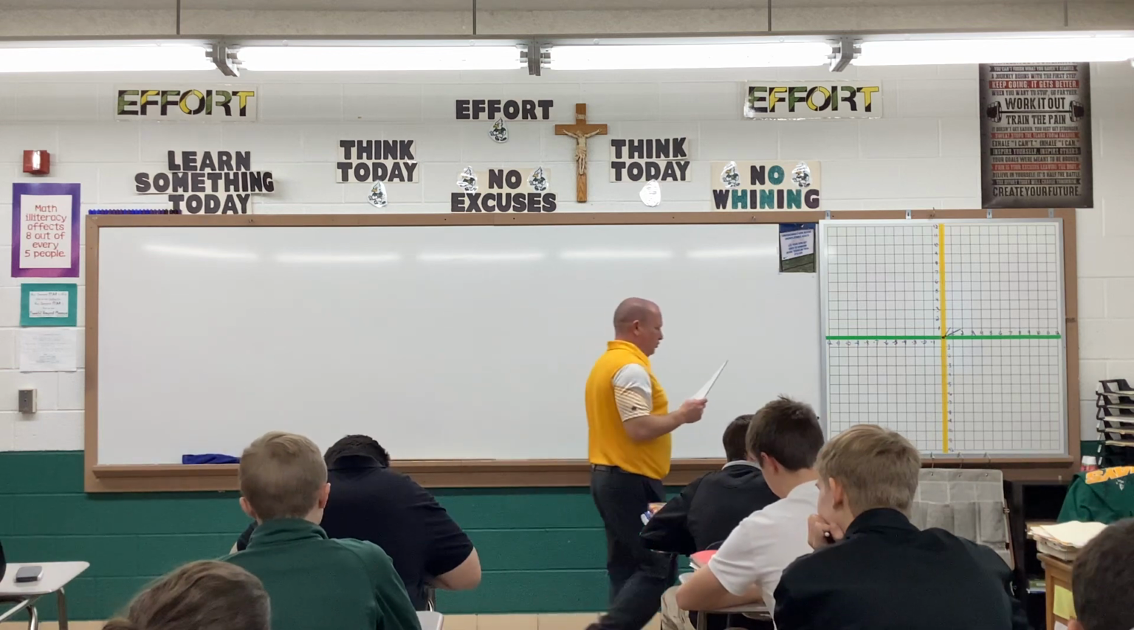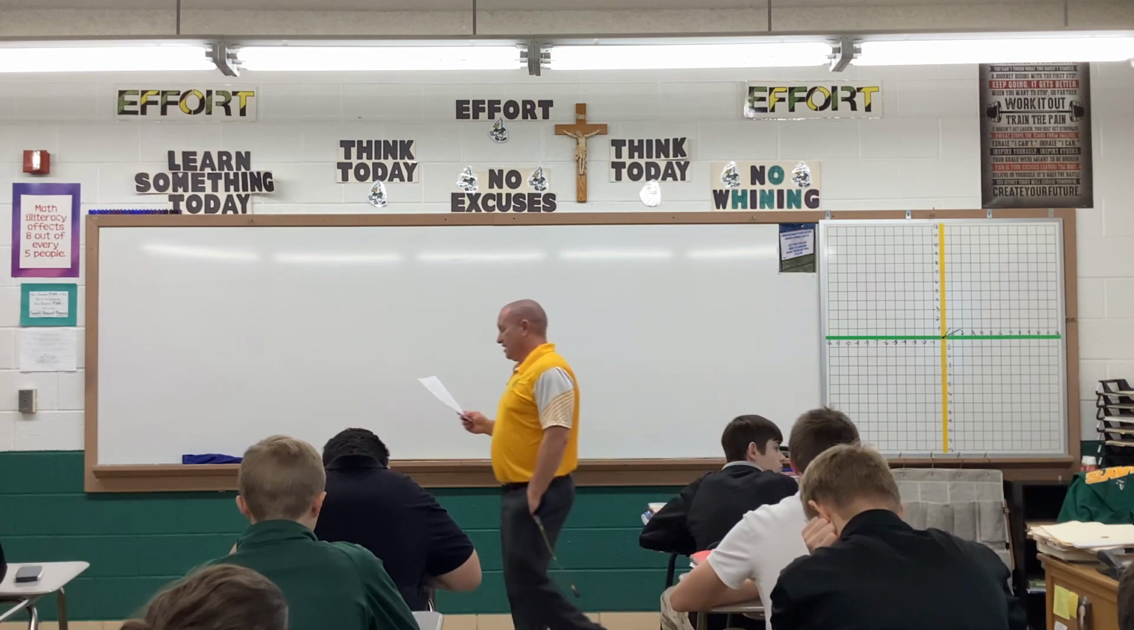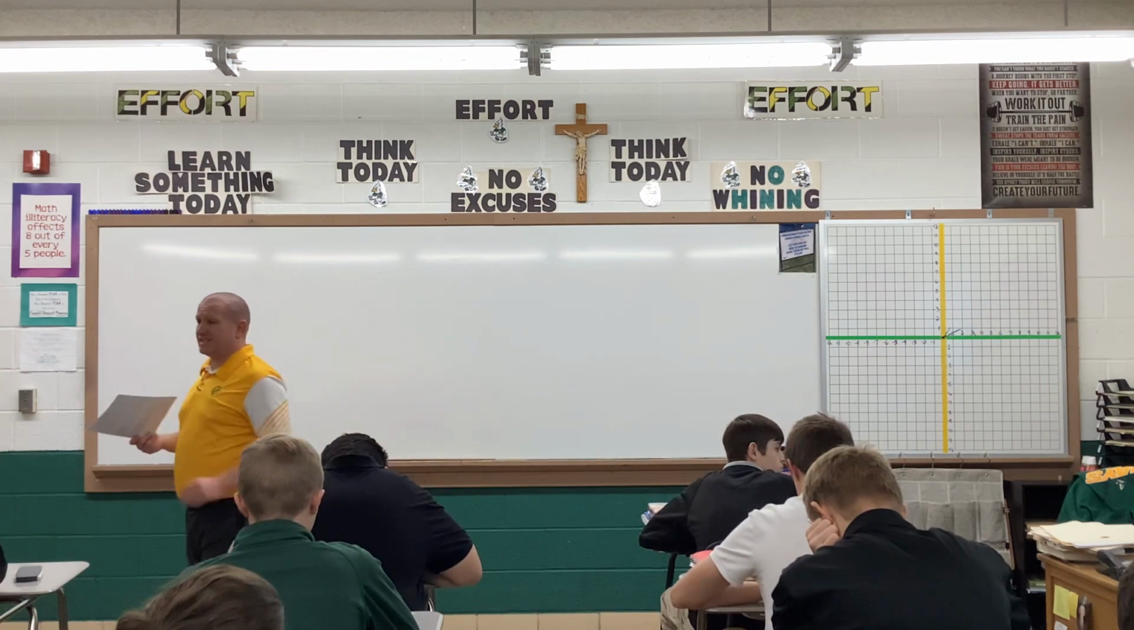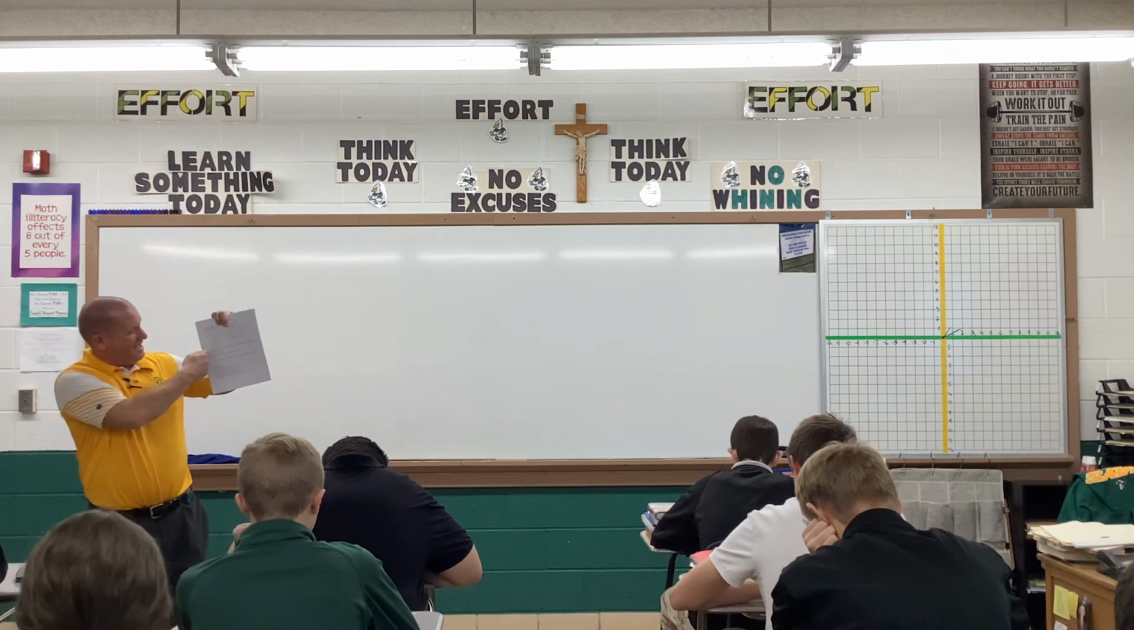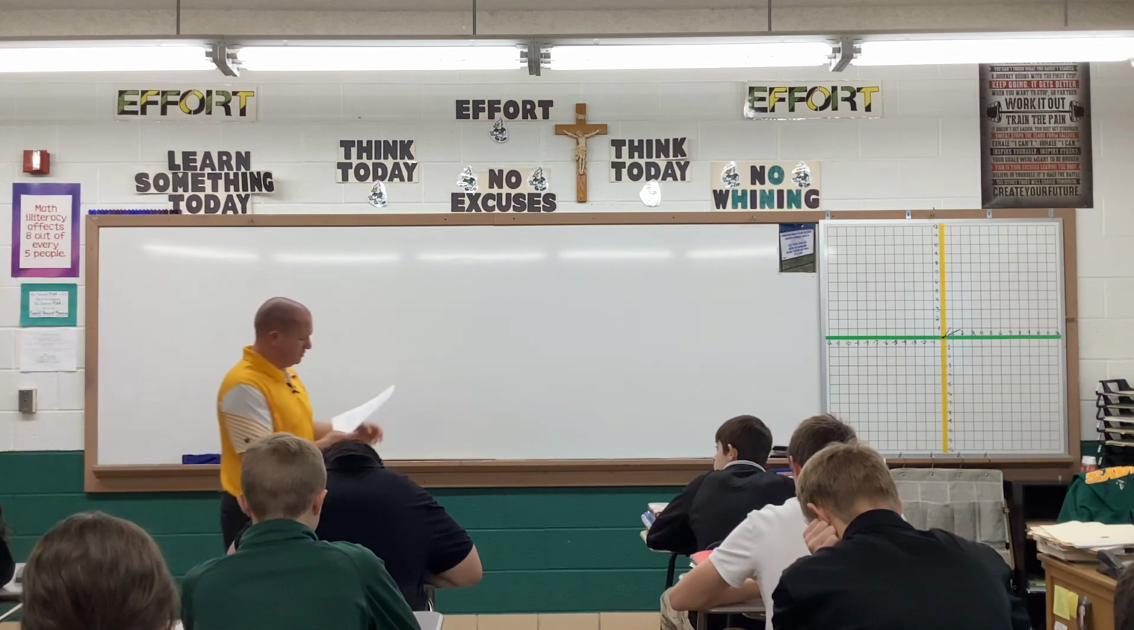Number 22, what kind of triangle do I got? An isosceles triangle. So not only are the sides congruent, but what else? The angles opposite of those sides are also congruent, even though that doesn't really help us in this one.